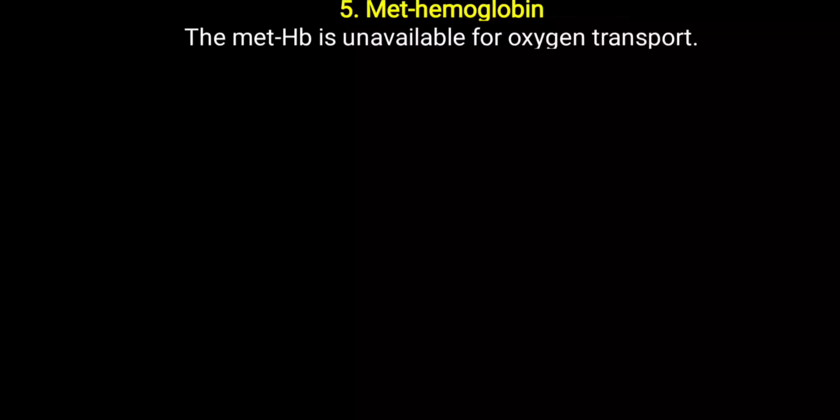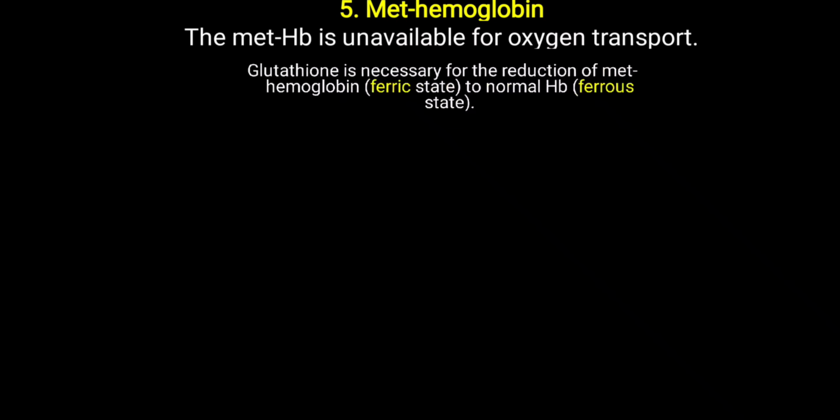Now, one more important function of glutathione is to keep hemoglobin in a particular state. In hemoglobin, the Fe+2, the ferrous form of the iron, is present. But if this ferrous form is converted into the ferric state, then it is not available for oxygen transportation. Methemoglobin is nothing but hemoglobin in which the iron is present in the ferric form. So methemoglobin is unavailable for oxygen transportation.